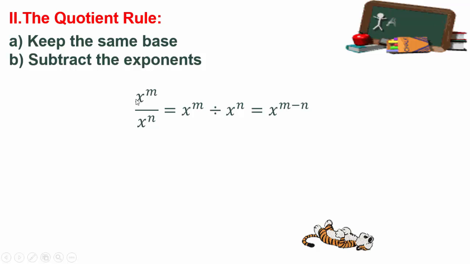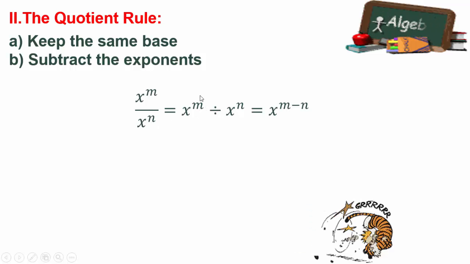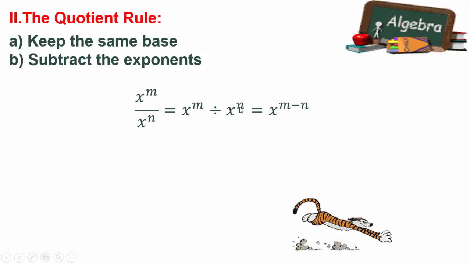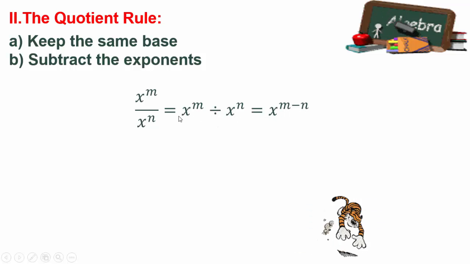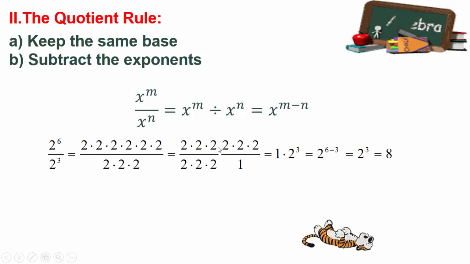So, for example, if we have x to the m and x to the n, that means that x to the m is divided by x to the n, and that means we're going to subtract the exponents of x. Notice how the base of both of these is the same, and it's x.